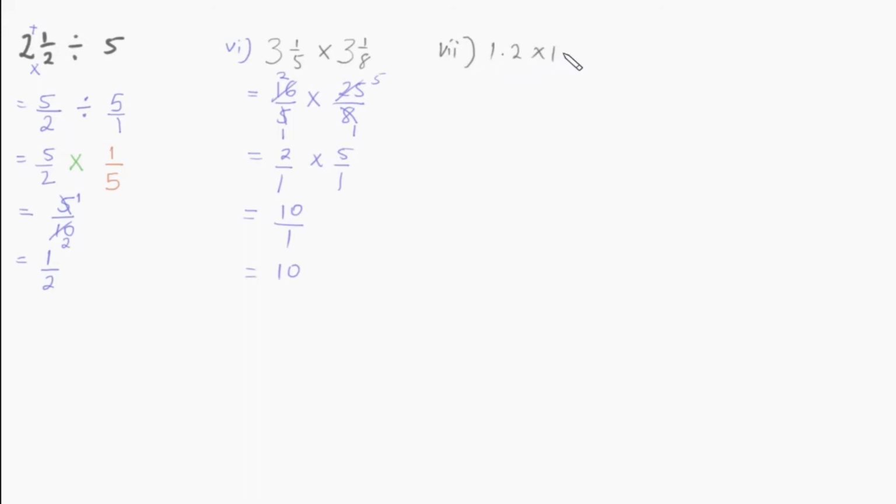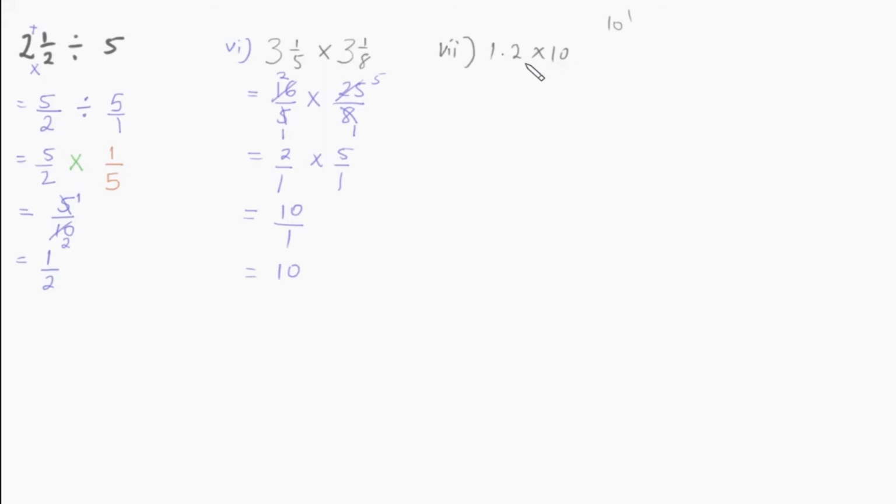1.2 times 10. Work out. What do you do here? You are working with a decimal number and a whole number. You are multiplying a decimal by a whole number, but this whole number is 10. So it's 10 to the power 1. Once you are multiplying a decimal number by a power of 10, you are just going to move the decimal sign to the right.